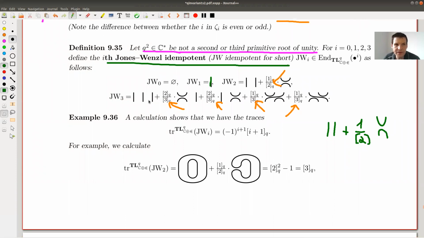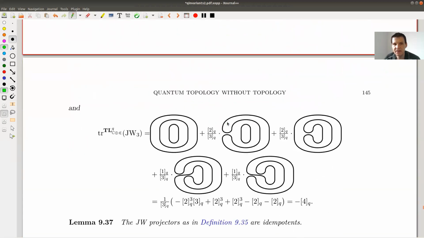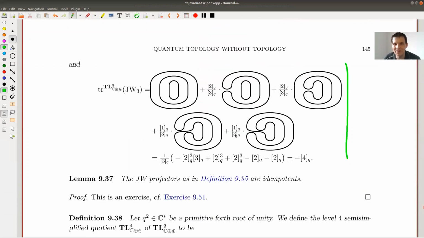And what I would like you to do in the exercise is calculate the traces of those guys. And it turns out that they are just the quantum numbers up to a sign. So the quantum trace of Jones-Wenzel I is quantum I plus 1. So the trace of Jones-Wenzel 2 is quantum 3, up to a sign. And this is how you do the calculation. Just close the diagrams and calculate. It's pretty nice, pretty easy. I've done the other one as well. Just try to do the calculations yourself. It's really nice. It's combinatorics, and as I said, you just play with diagrams.